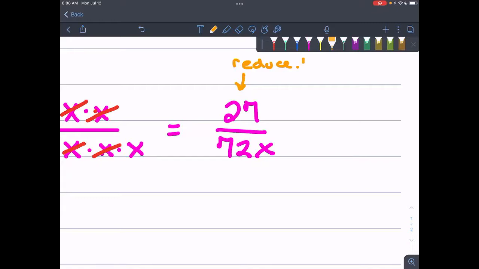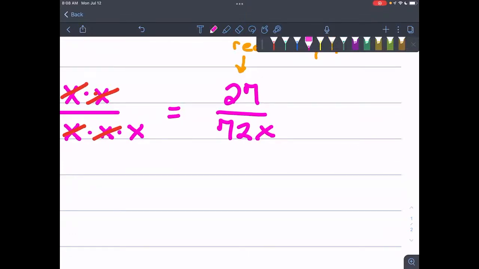So reduce by 9. You could start by 3 and then just keep reducing until you can't reduce anymore. But maybe notice these reduce by 9. And we get to 27 divided by 9 is 3. 72 divided by 9 is 8. And we've got that x on bottom.